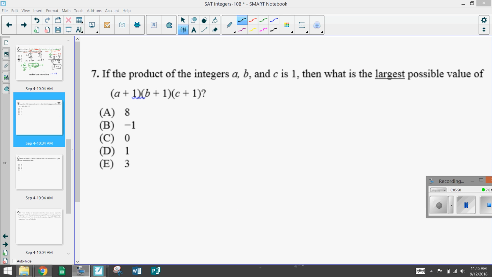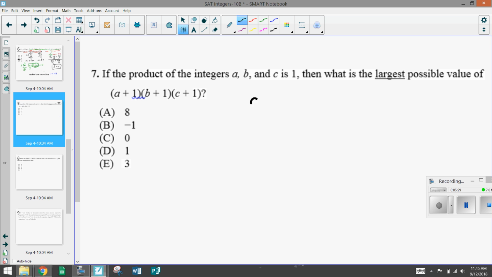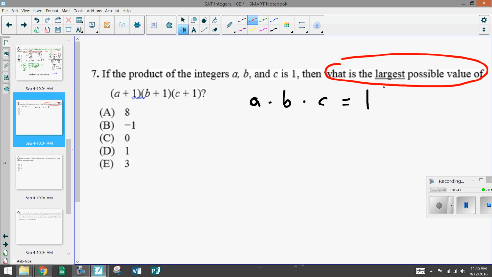Alright, now, if the product of the integers a, b, and c is 1. Let me type that down here: a times b times c is 1. Then circle the question. What is the largest possible value of this? Largest. So what are the possibilities that you multiply integers and as a result you get 1? What are the possibilities?